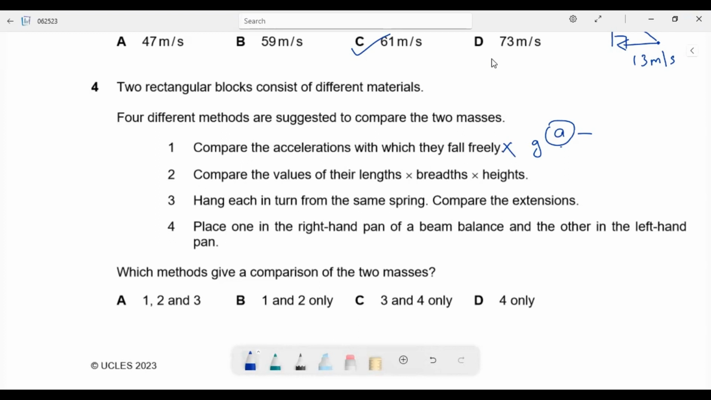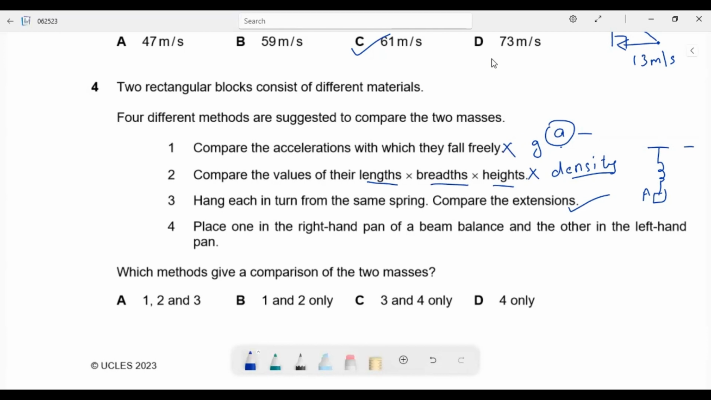Second one, compare the values of their length, breadth, and height. That is, maybe volume. So it is not an accurate method because the density of the material will vary within the block. Third, hang each in turn from a spring balance. So hanging the weight on a spring balance and comparing both the masses. It's okay. It's a good method.